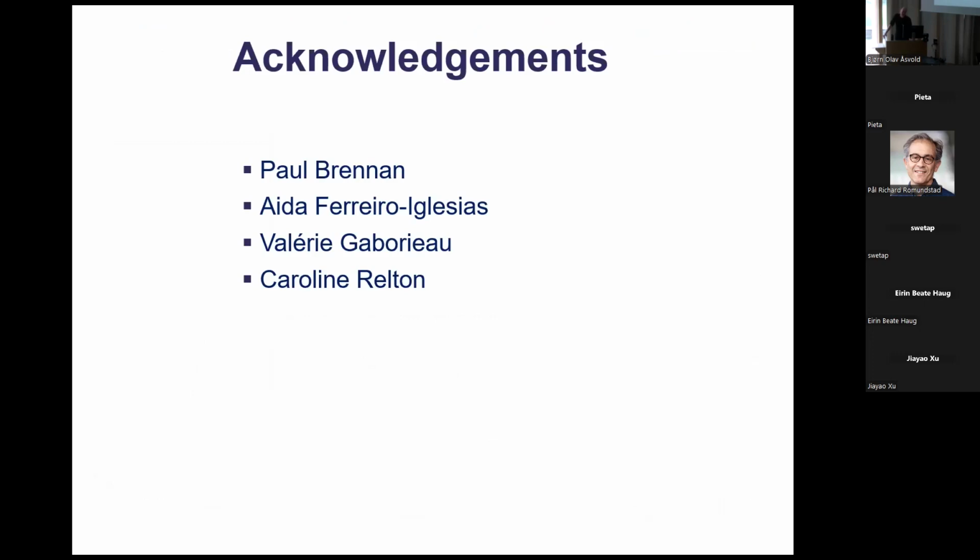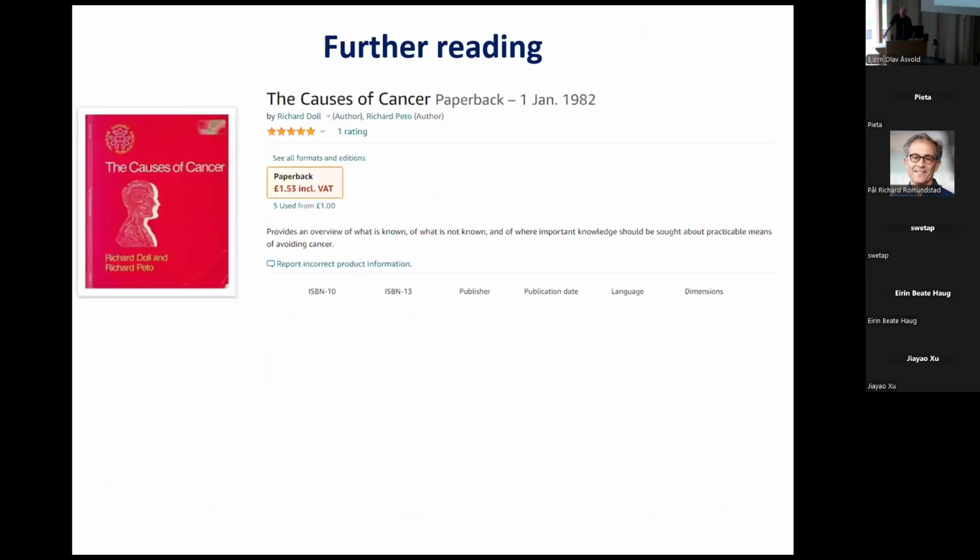And these are people who've really helped with some of this, people doing this heroic data collection, running those exercises. And for further reading, this is what you want. It is a masterpiece. It's beautifully written. It's the best introduction to epidemiology there is.